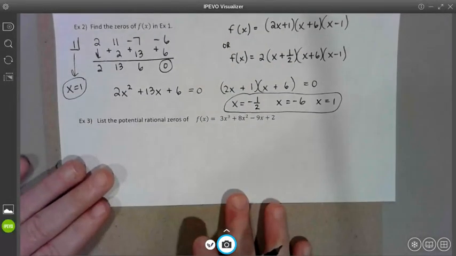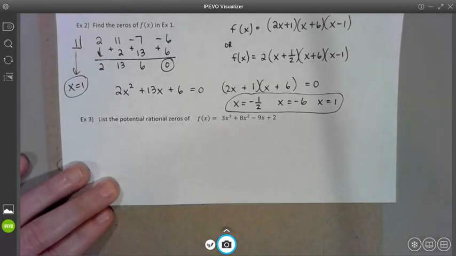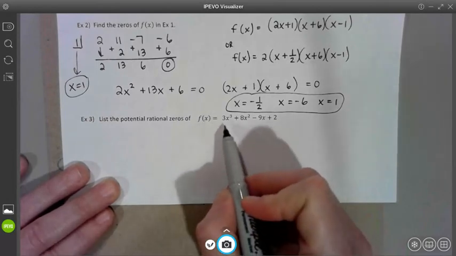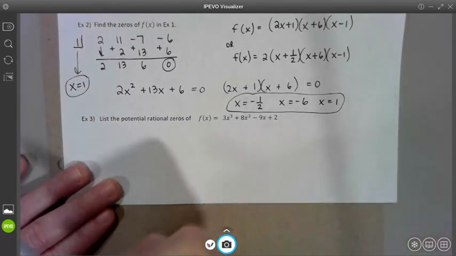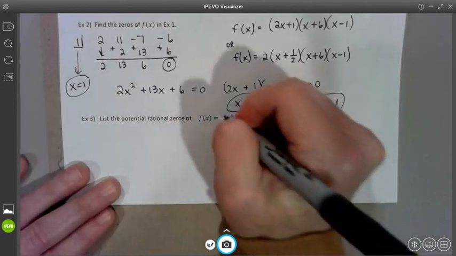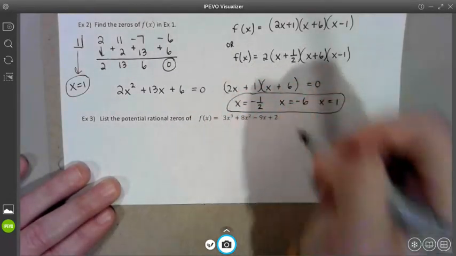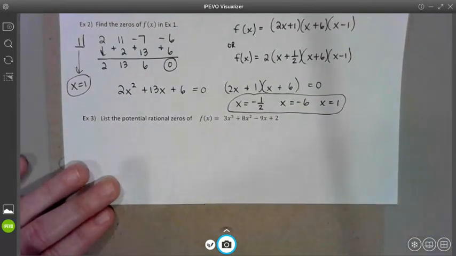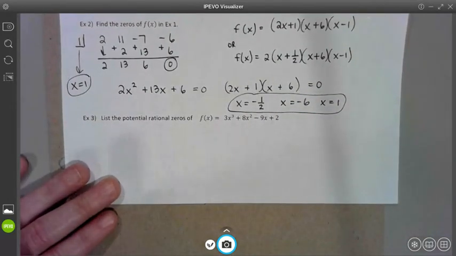All right, the next one says, list the potential rational zeros of f of x equals 3x to the third plus 8x squared minus 9x plus 2. Well, guys, just out of habit, seeing these four terms, before I would try my p's and q's, I would look to see if it factors by grouping. But it doesn't. I don't get that matching factor, so it's not going to work anyway.